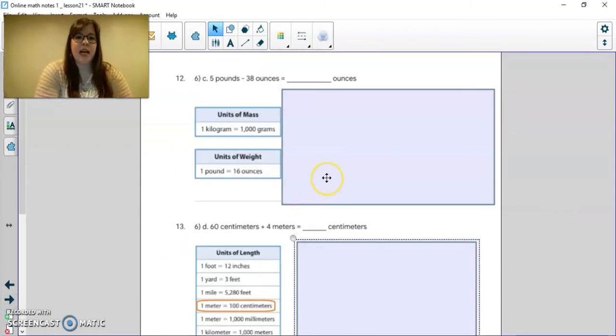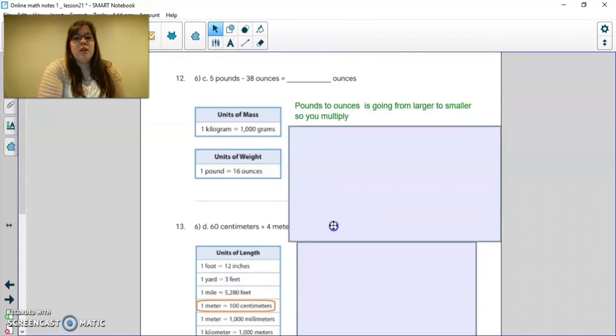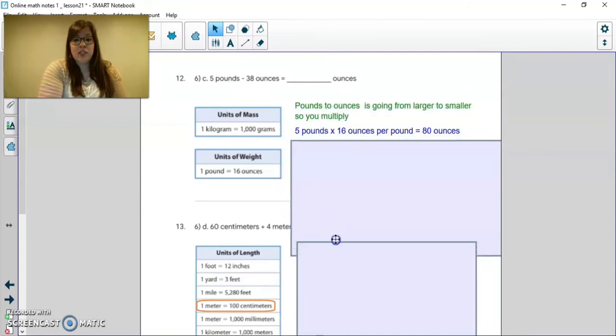Our next problem says 5 pounds minus 38 ounces equals blank ounces. Looking at this, I know I'm going to have to switch my pounds to ounces so that I can solve this problem. Pounds to ounces is going from a larger unit to a smaller unit, so I'm multiplying. 5 pounds times 16 ounces per pound gets me to 80 ounces.